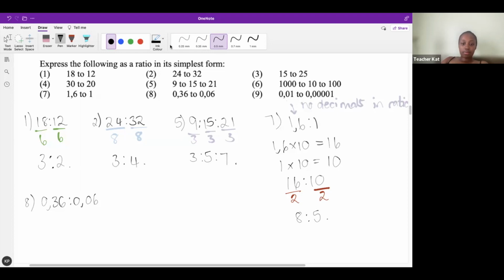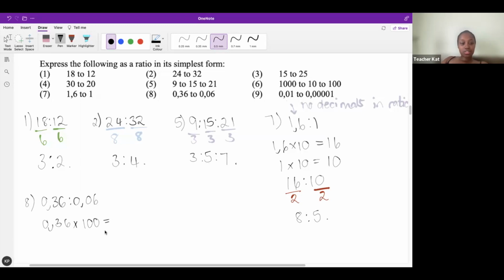Anyone? Debajo says yes. Okay, let's see. 0.36 times 10. It's going to move right once. It's not going to solve the problem. So what do I have to multiply it by? Not by 10, but by? How many times do we want this to move? Nice, Asanda, by 100.